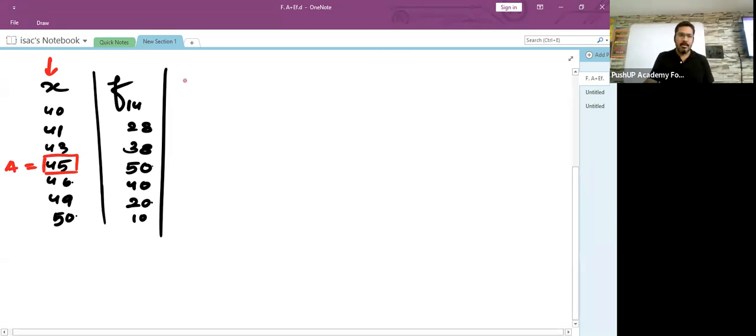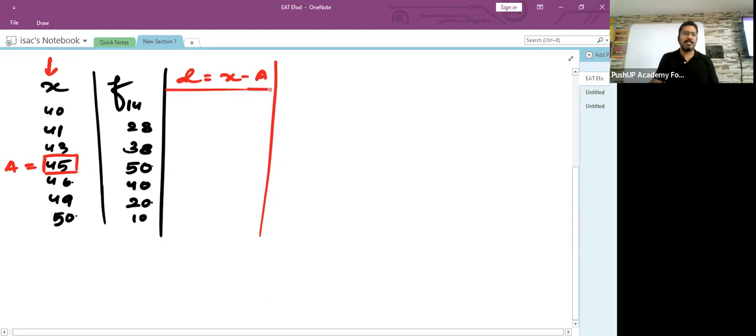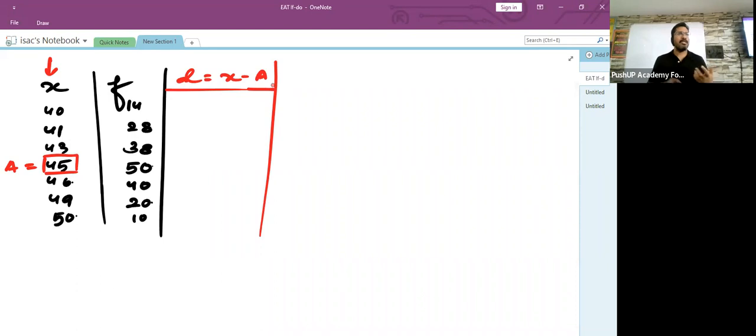Okay, now the next column which you have to prepare is for deviation. And the other day I taught you the formula for deviation. What was it? X minus A. Deviation is what? X minus A. Monish, come on the first bench. D is equal to what? X minus A. What is X? X is the individual values or individual observations. A is the assumed mean out of those observations.